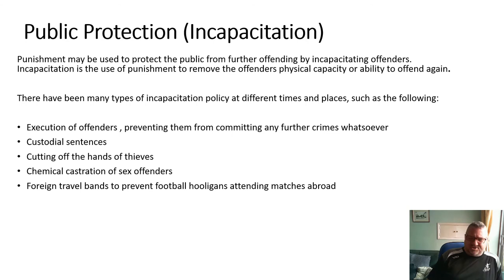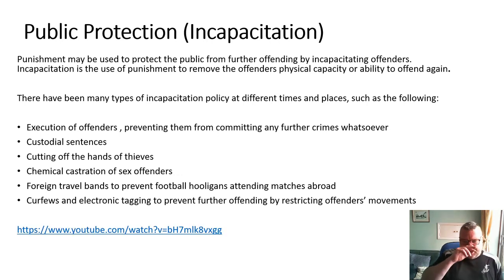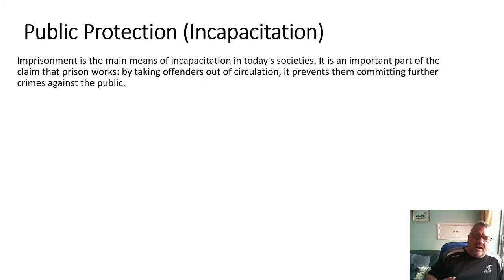Foreign travel bans, that should say bans, to prevent football hooligans attending matches abroad, protect society from their loutish behaviour. And curfews and electronic tagging also prevent offending by restricting offenders' movements. And there's a link to chemical castration for those who want to have a look at it. Now, imprisonment is actually our main means of incapacitation in today's societies. It's an important part of the claim that prison works, because it takes offenders out of circulation and prevents them from committing further crimes against the public.